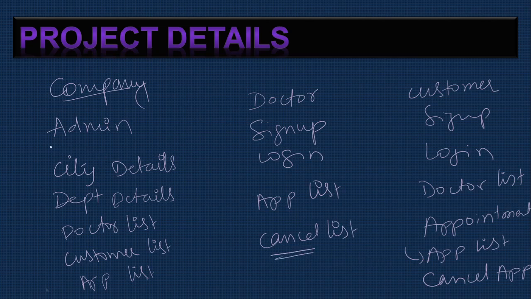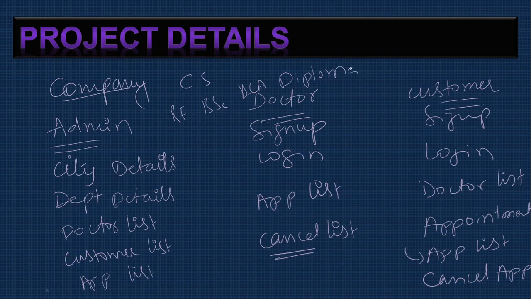So these are three modules: one is the admin module, one is the doctor module, and one is the customer module. All these three modules will help us make a clean website. If you're doing any computer science course like BE, BSc, BCA or diploma, and you need to do a project, I think this will do the job. Because this is a different project than the regular one, you can always choose this.